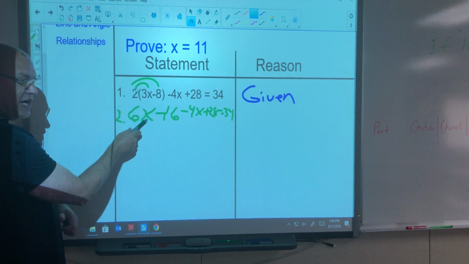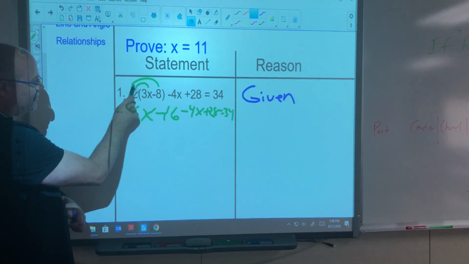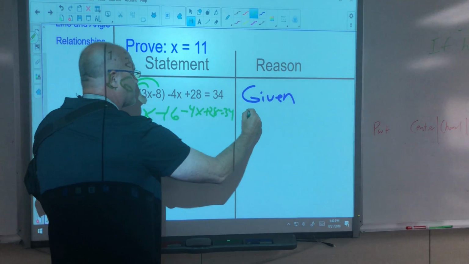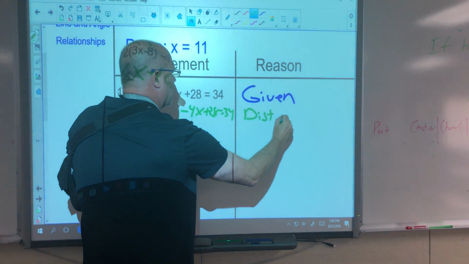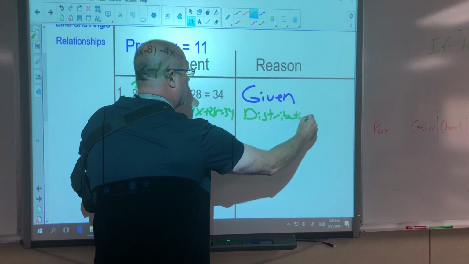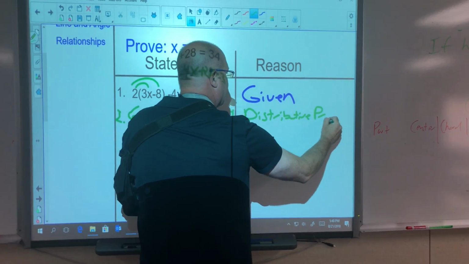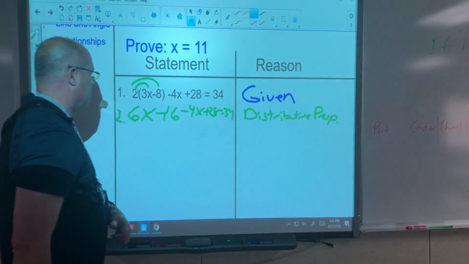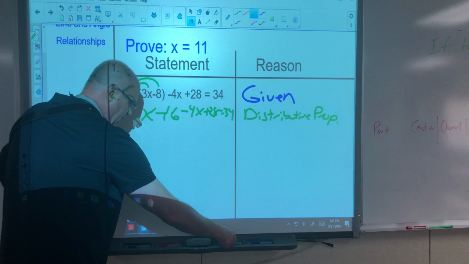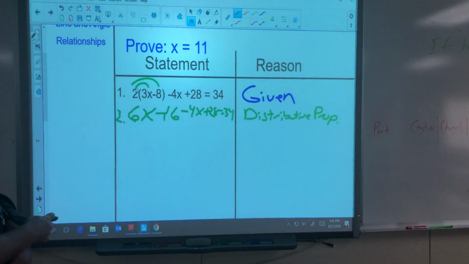All right. What's going to be our reason for step 2? How can we go from here to here? I think I said it earlier. Distributive property. So it's going to be distributive. I'm just going to say property. All right. So what will we do next to solve this equation? Combine like terms on the left side.